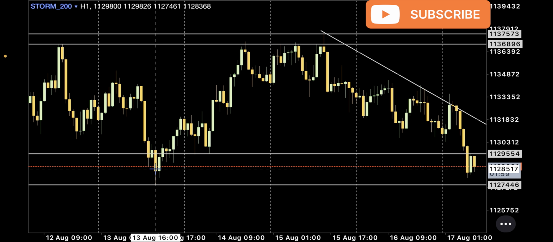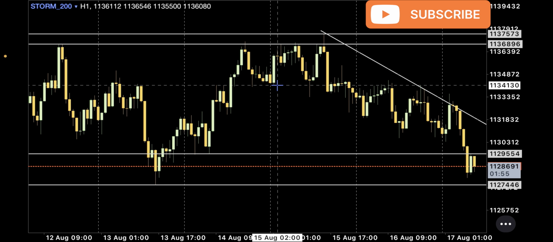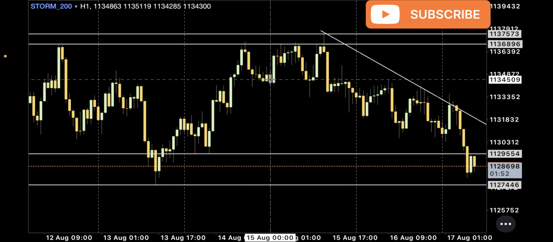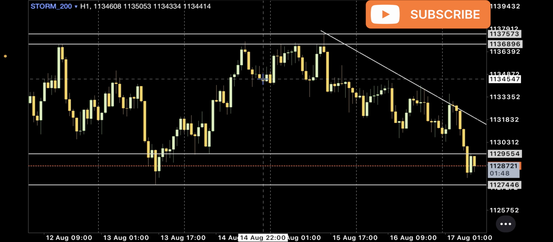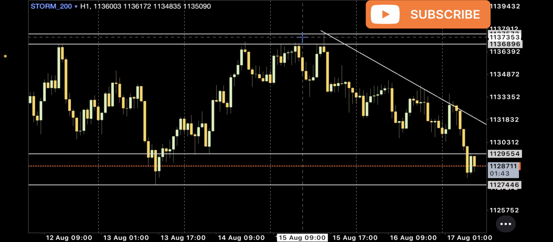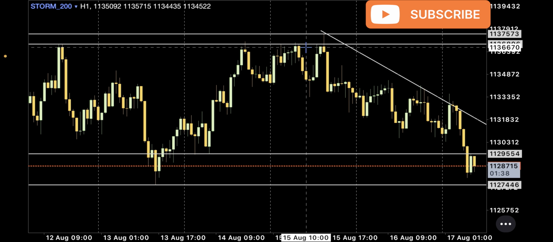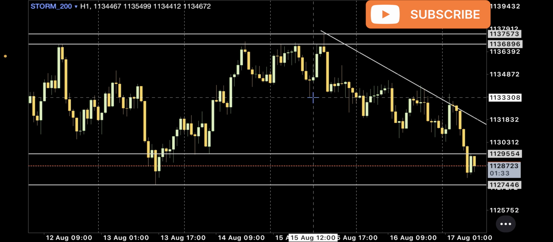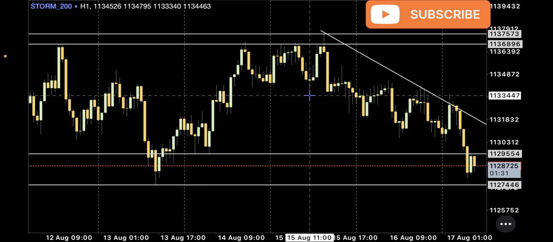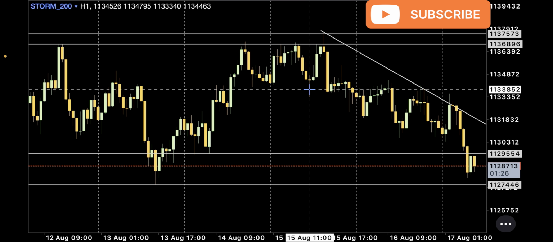So price came here, gave us a shooting star, pushed back, and price gave an engulfing candle, signifying that the buyers are not tired. They still want to push price to the upside. Now price pushed to the upside again, gave us another momentum candle here, and price came down. Still the buyers were not tired. They also give us this, it's like a hammer.